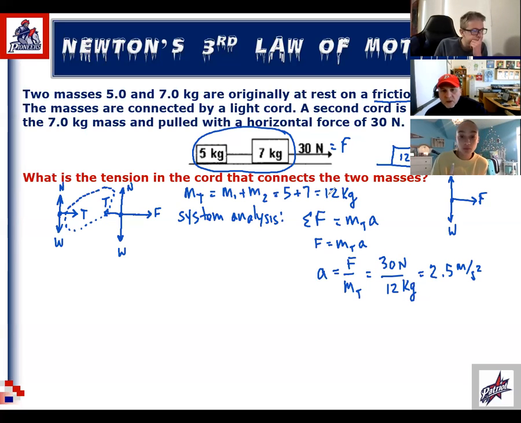So step 1, find the total mass. Step 2, make your system force diagram. Make sure you have all the forces. For 99% of these problems, right, it's just going to be F because we're ignoring friction. F equals the total mass times A. We use that to find A. Now, we do the individual analysis.